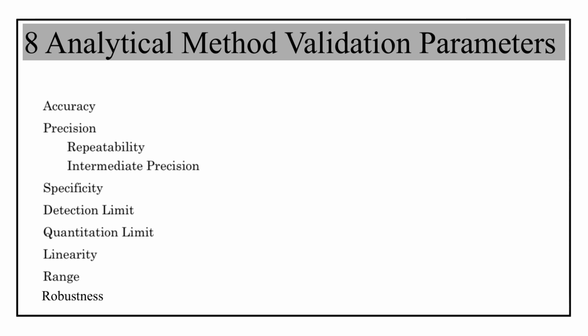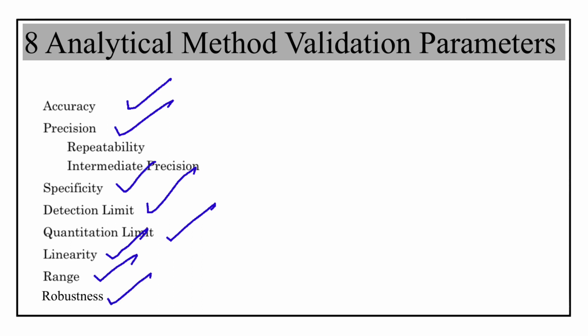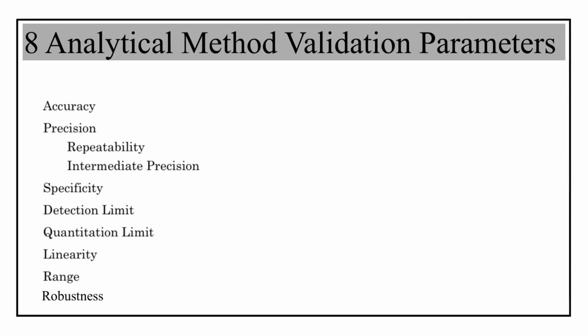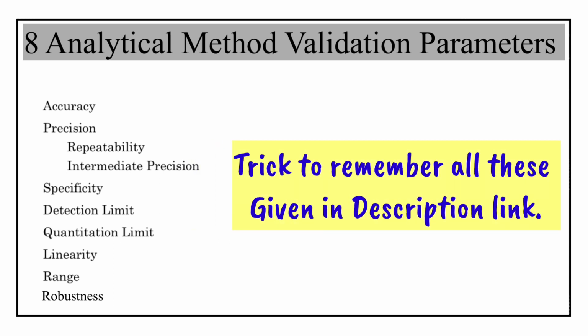There are 8 analytical method validation parameters as per ICH Q2R1 guideline, and those are accuracy, precision, specificity, detection limit, quantitation limit, linearity, range, and robustness. So these are the 8 analytical method validation parameters as per ICH Q2R1 guideline. Now there is a trick to remember all these parameters. If you want to know about the trick, then you can check the link given in the description.